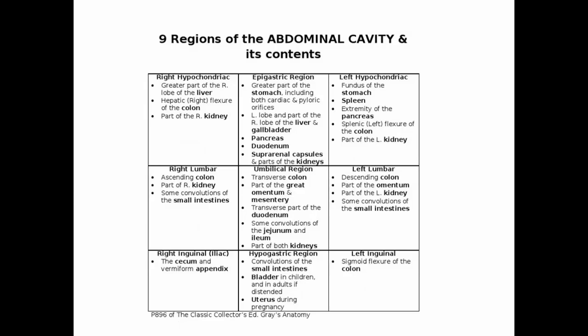the uterus during pregnancy. So here comes a very important part: otherwise the uterus is small in size, while during pregnancy it enlarges and can enlarge up to the hypogastric region as well as the umbilical region. While in the left inguinal region, the sigmoid flexure of the colon is present.